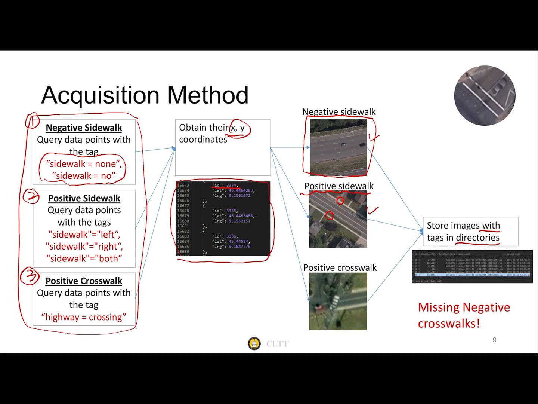The third tagging, or the third data set we want to collect, is the positive crosswalk. To do that, we use the tag highway equals crossing. That's where you have a crosswalk tagged by the map users. Then we query that tag in OpenStreetMap, and OpenStreetMap will give us a set of locations again. Then we use those locations to query for the satellite image from Bing Maps, and then we can have an image of a crosswalk. And here is an example. After that, we have a set of data tagged as crosswalks.